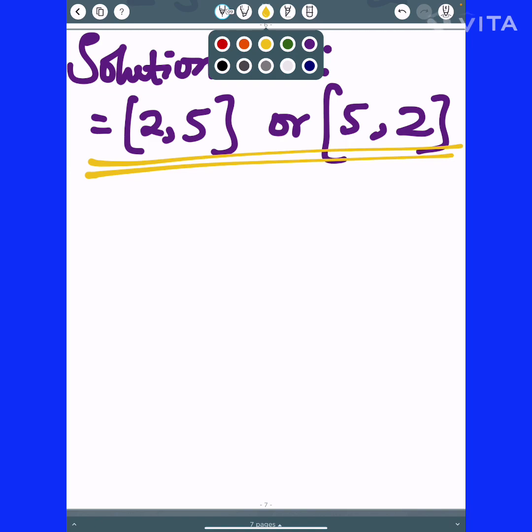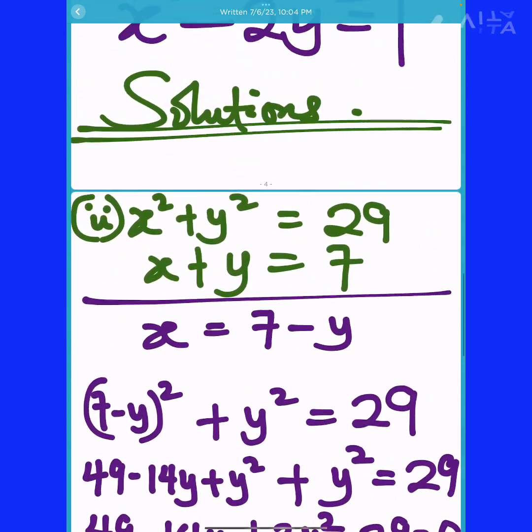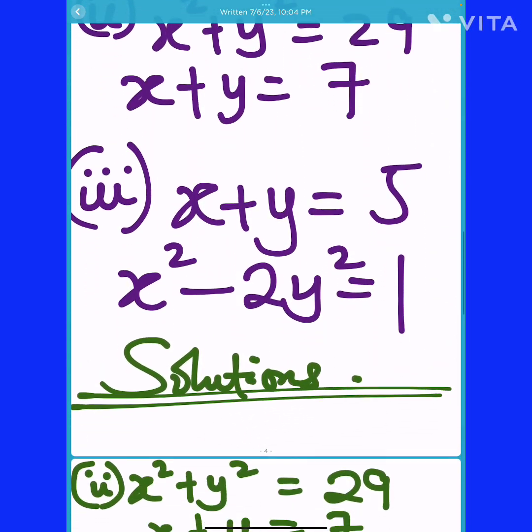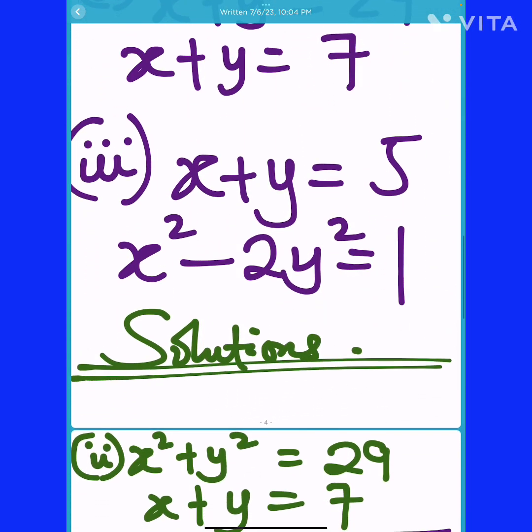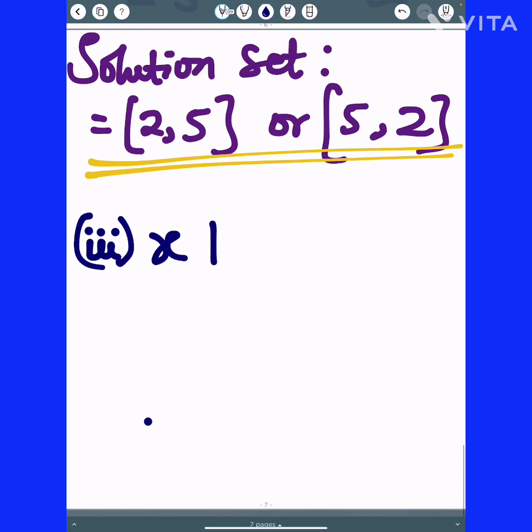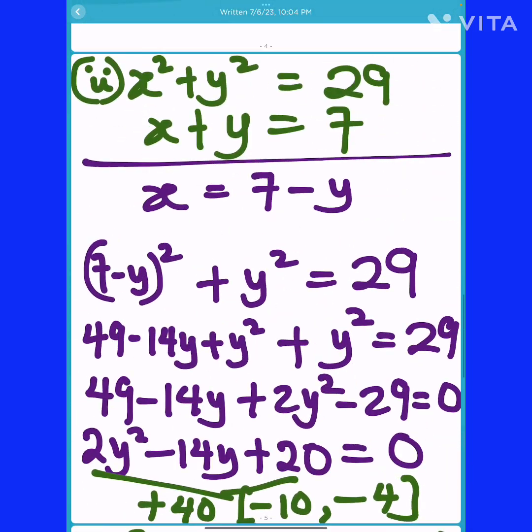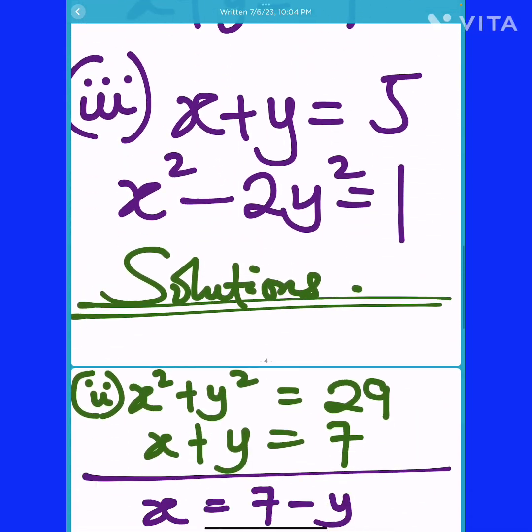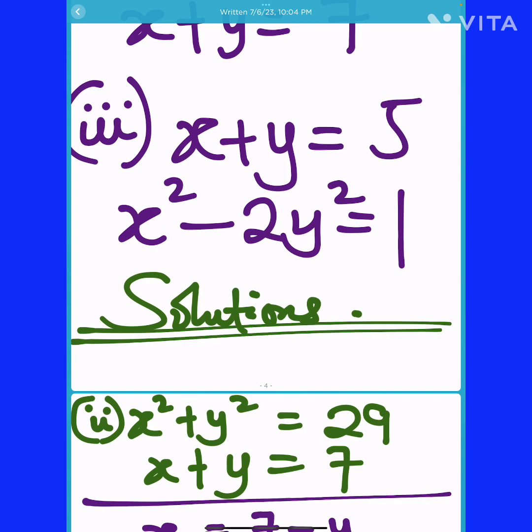Let's go to question 4 now. Oh, I'm sorry, question 3, not 4. Let's go to question 3 now. X plus y is equal to 5. That's the first equation in question 3. Sorry, why do I keep saying question 4? Question 3. X plus y is 5.